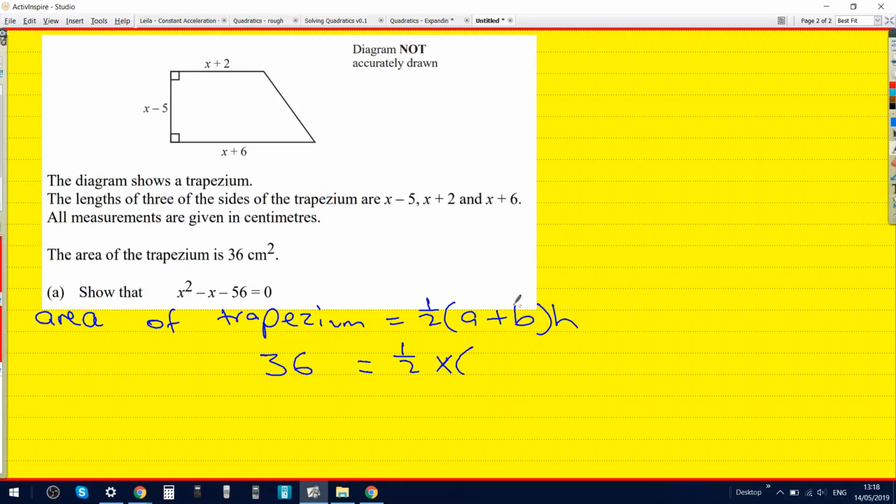A and B are the two parallel sides. The two parallel sides, right? They're the top and bottom sides of the rectangle, right? Mm-hmm.